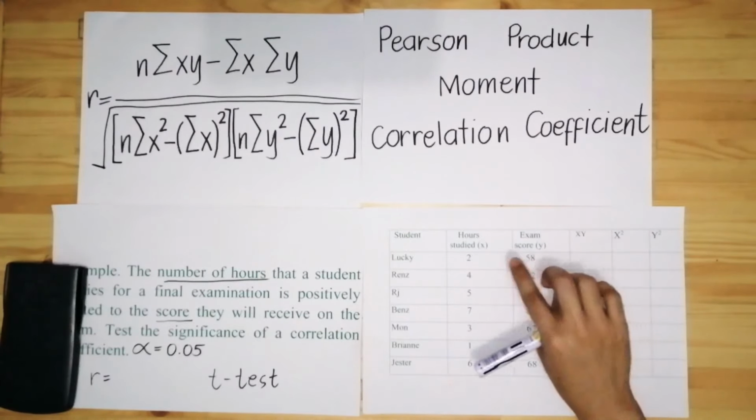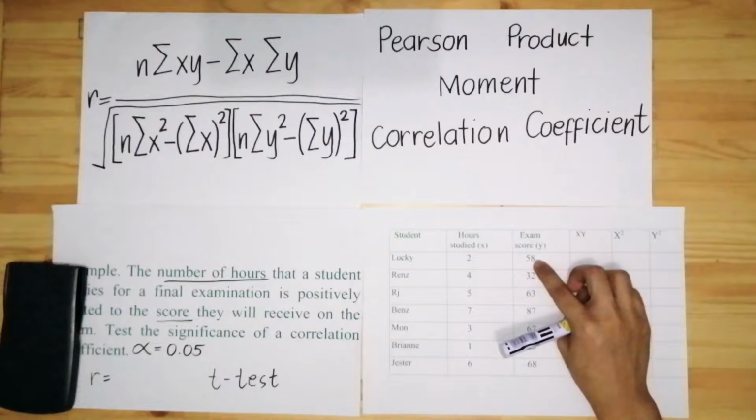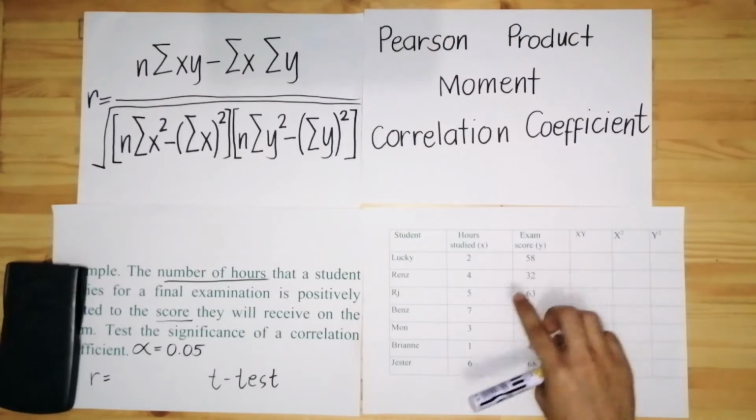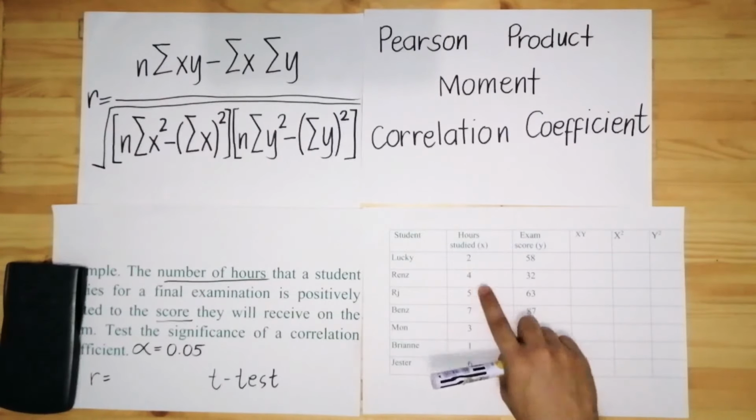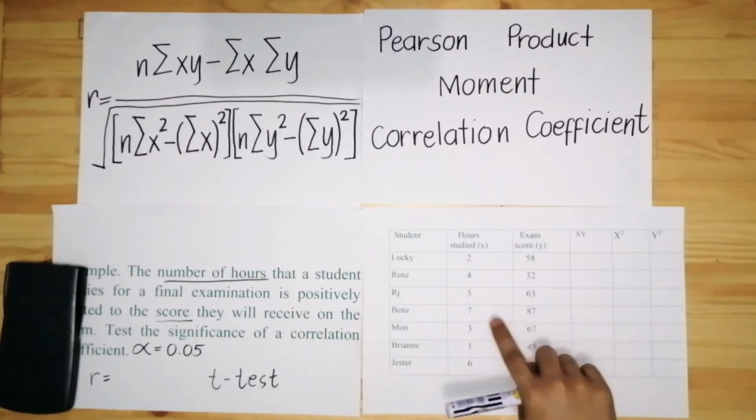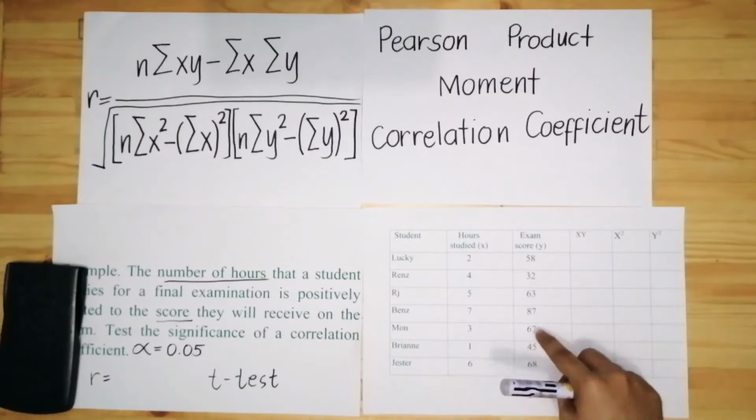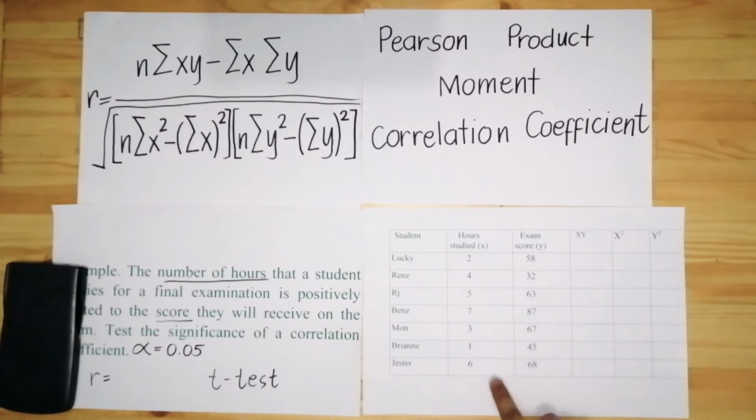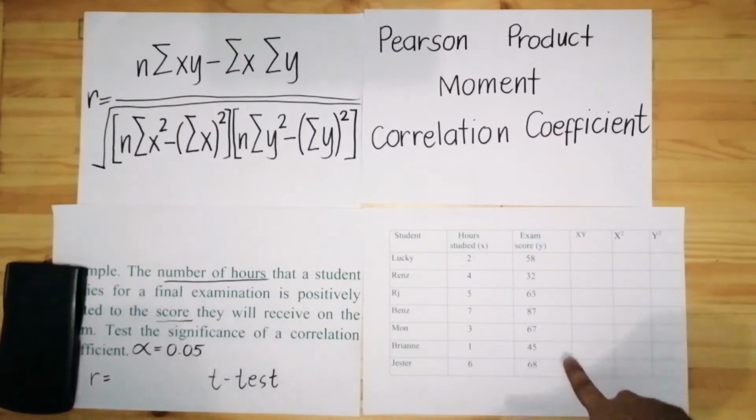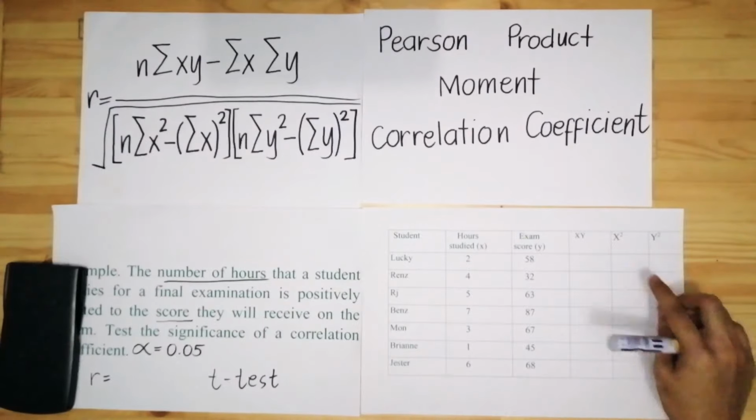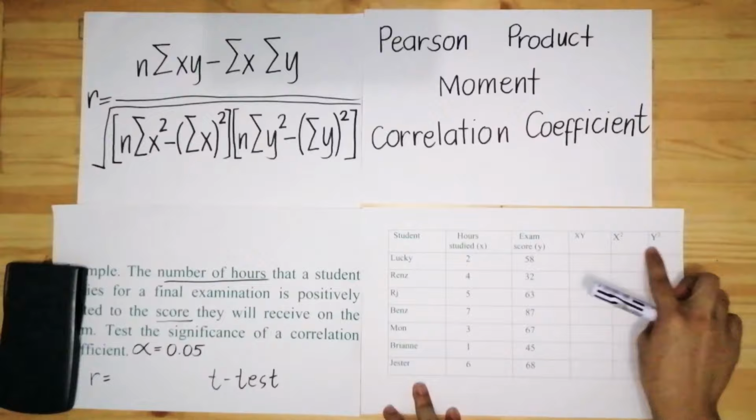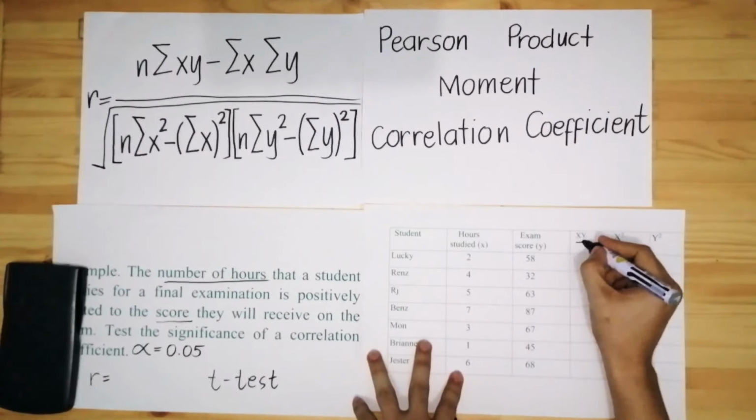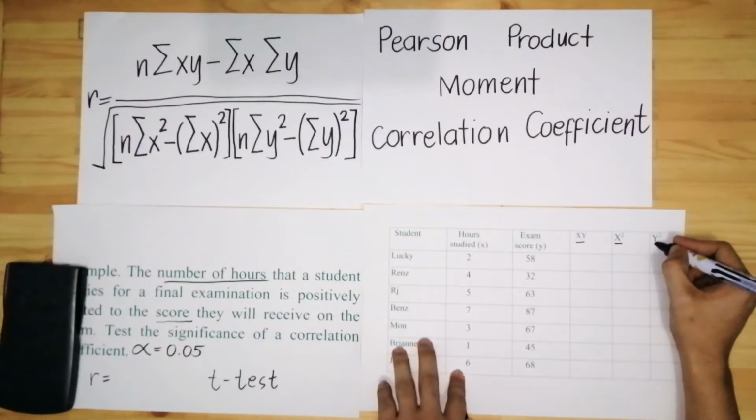So, si Lucky na nag-spend ng 2 hours, nakakuha siya ng 58 na score sa exam niya. Then, si Renz nakakuha ng 32 out of 4 hours. Then, 5, 63. 7, 87. 3, 67. So, sa 1 hour, nakakuha naman ito ng 45. Then, ito, 6 hours, he got 68. So, ngayon, aalamin natin, class, yung value nito. So, itong mga to, given na yan. Ito ang hanap natin. XY, X squared, and Y squared.